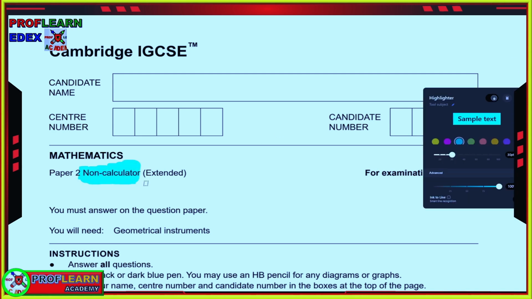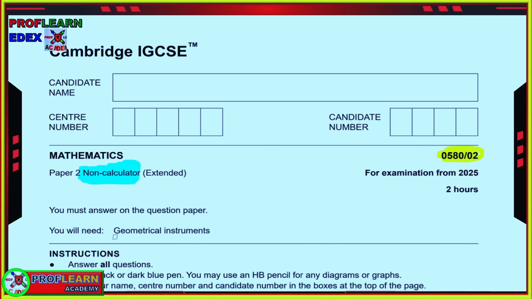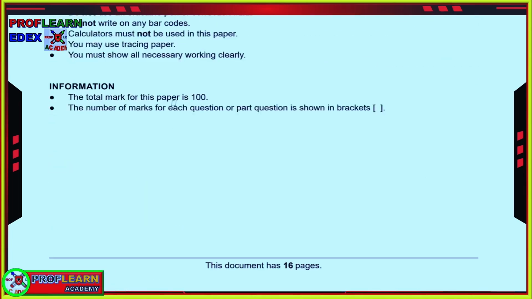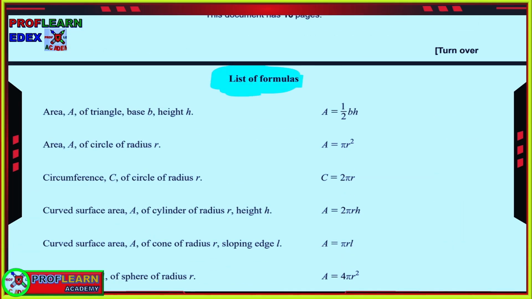Let's go down, and remember, you are not going to be using a calculator. You will not enjoy the services of a calculator this year, 2025, so it's better you just appreciate the situation how it is, and we go right down and get to see what is provided.